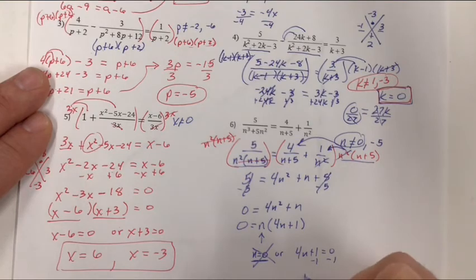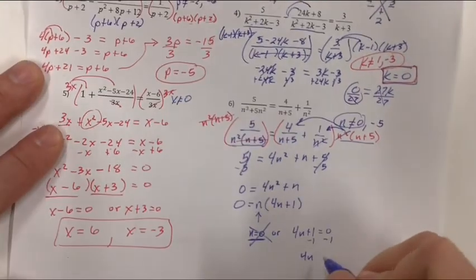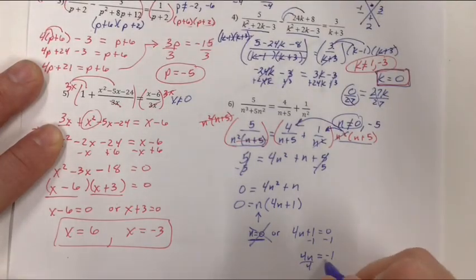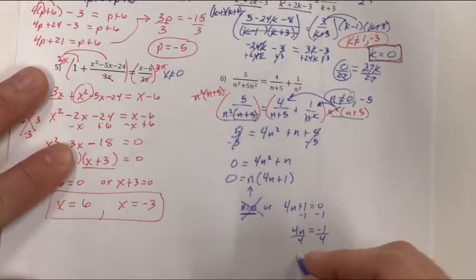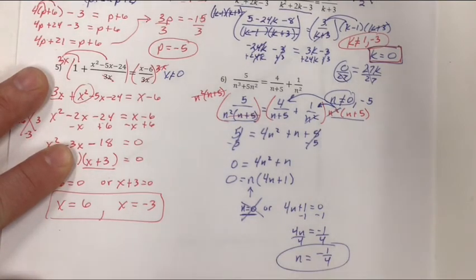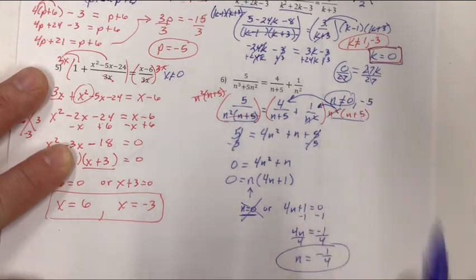Subtract 1, and then divide by 4. So n could be the fraction negative 1/4. And that's the only answer that actually works. So pay attention to your excluded values.